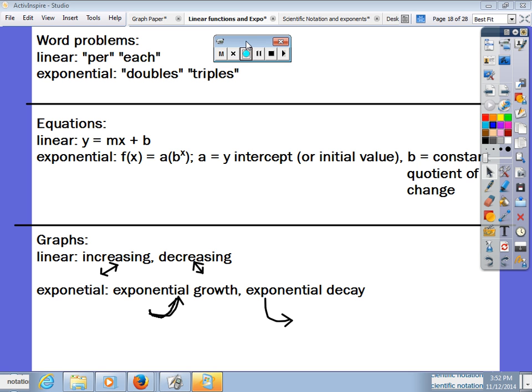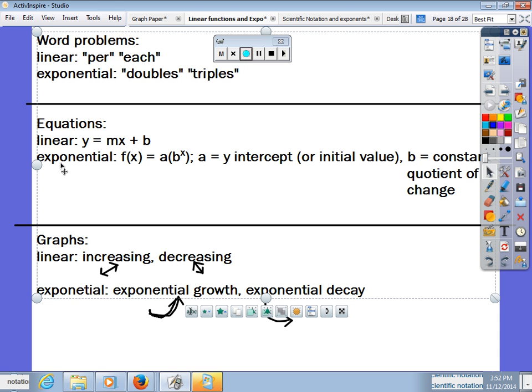The key words for word problems for linear are per and each. The key words for exponential are doubles, triples, quadruples, anything that insinuates I'm multiplying. Now, here's the most important part, which is the two equations. And linear equations are something we did in 8th grade. And that's just your normal y equals mx plus b. Now, since this is a function, though, if I wanted to write f of x right here, I could. All right, exponential, this is the function right here. That's the equation.